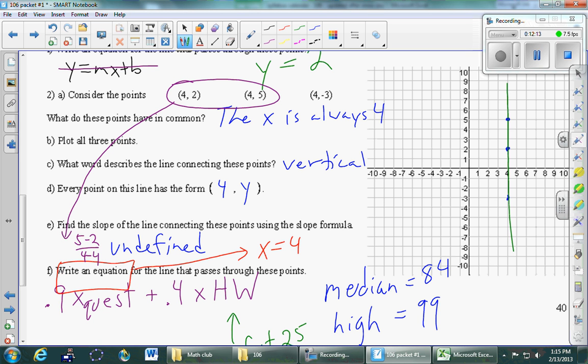And we know that we're not allowed to divide by 0. Anytime you see division by 0, we just use the word undefined. That's just vocabulary. If you see something divided by 0, you say it is undefined. So the slope of this line is undefined.